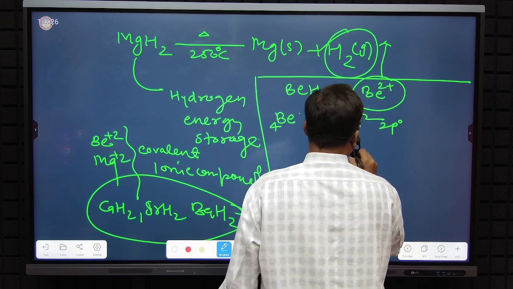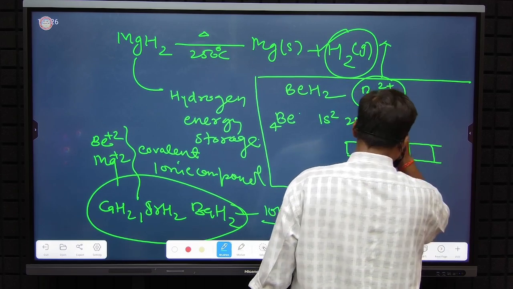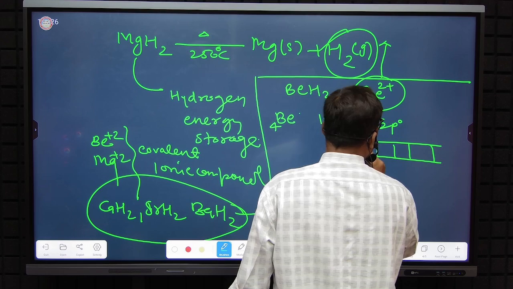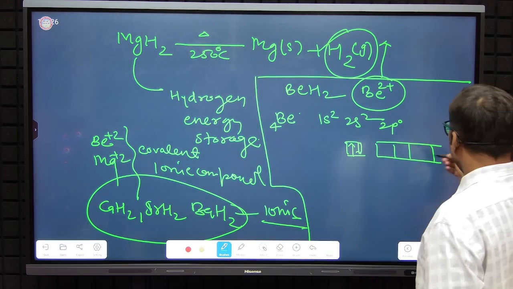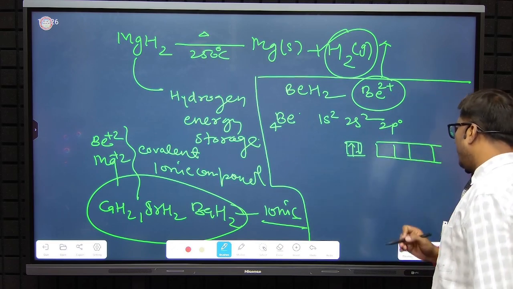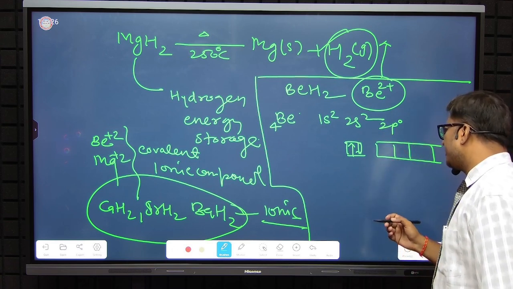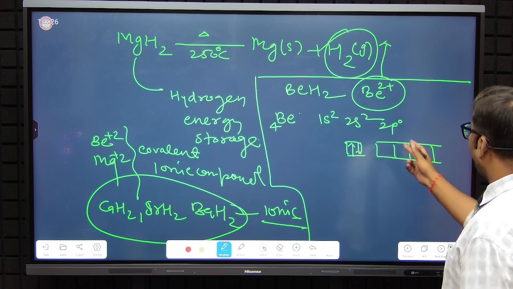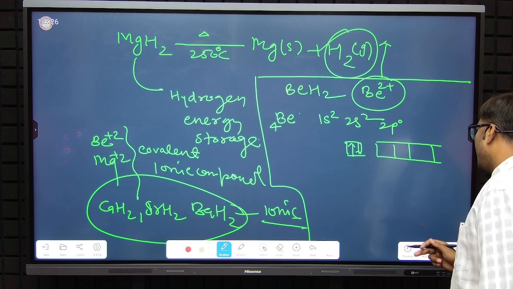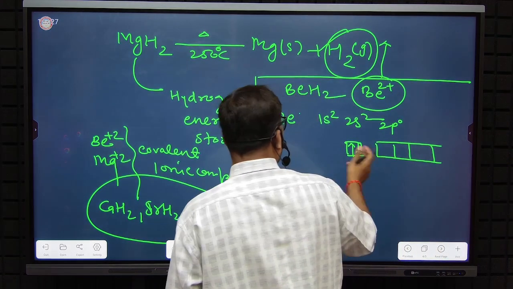So this is actually your electronic configuration: 2s2, 2p is 0. Here no unpaired electrons are present in the neutral beryllium atom, so you can't expect any bond formation here, that is, any covalent bond formation.